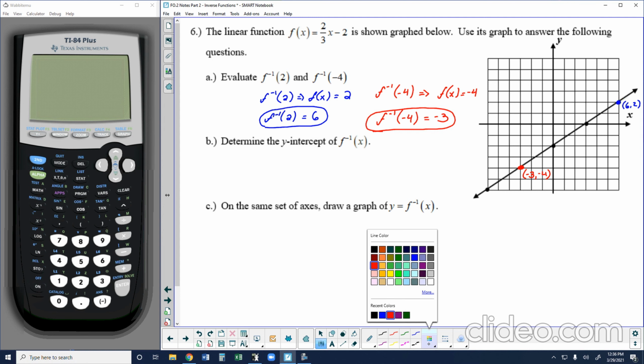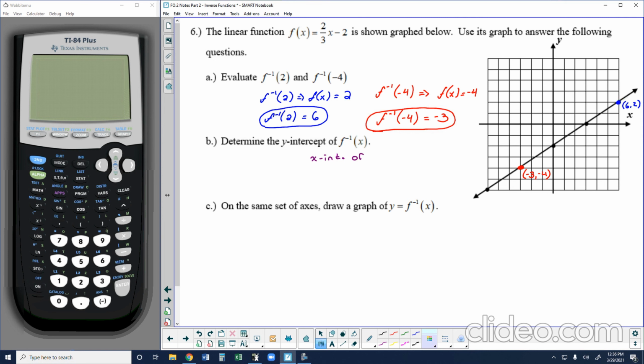Well, if we're looking at the y-intercept of the inverse of f of x, thinking about the definition, this is going to be the x-intercept on f of x. Any x-intercept would become the y-intercept. So this x-intercept would be 0, sorry, not 0, but 4, 0. Sorry, let me count correctly, 3, 0.